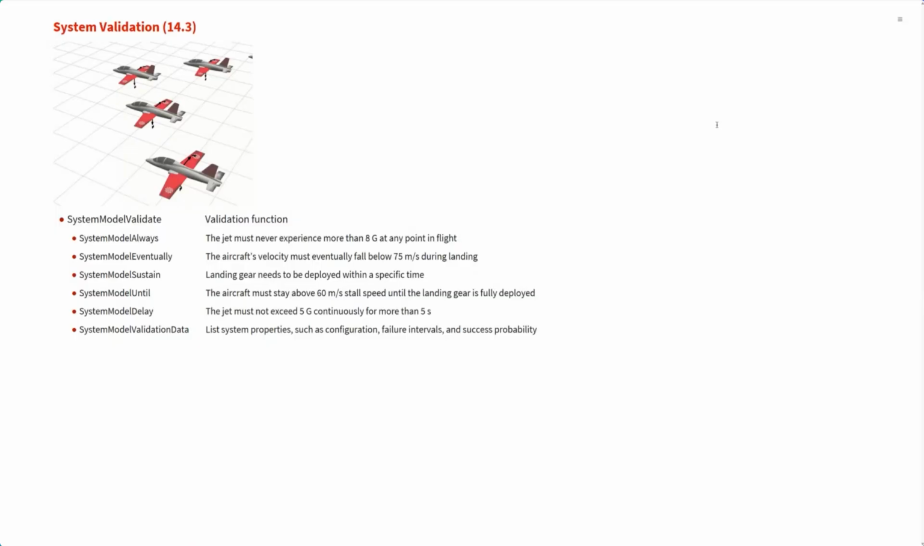But we have a full language where we have a function SystemModelValidate with sub-functions such as SystemModelAlways that sets a requirement of something that has always to be fulfilled, and others that might be SystemModelUntil. So the aircraft must stay above 60 meters per second, stall speed, until the landing gear is fully deployed, for instance. So with this set of functions, you're able to take that sort of text and formulate that in a systematic way in order to actually test your models.